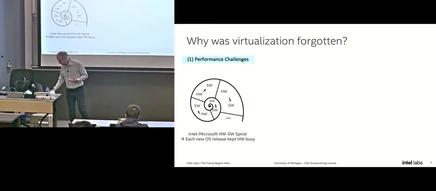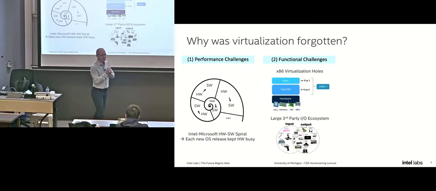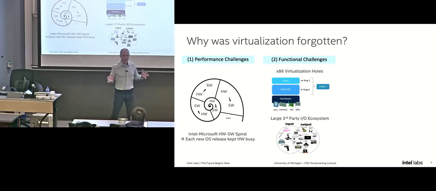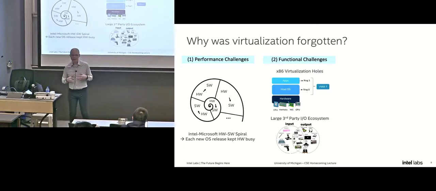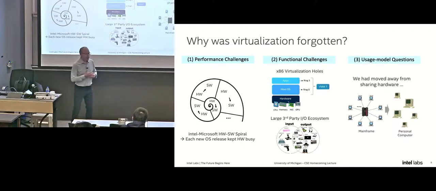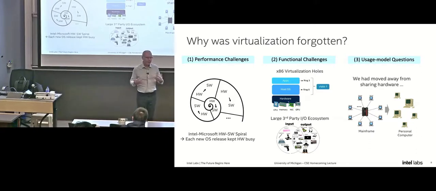So that's one factor. Another factor is that x86, quite simply, was not virtualizable. I'll get into some of the details of that, but there are all these virtualization holes in the CPU, and it was also a much different ecosystem. There's lots of different I/O devices that you could plug into a PC from lots of different vendors. It wasn't the way that IBM put together machines, where they controlled the hardware and the software. Everything was purpose-built by them, and they could make sure that virtualization would work. So that's a brand new challenge that would have to be dealt with. And then the other thing is just a question of usages. Why do we need virtualization?